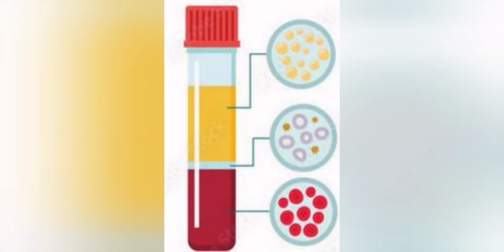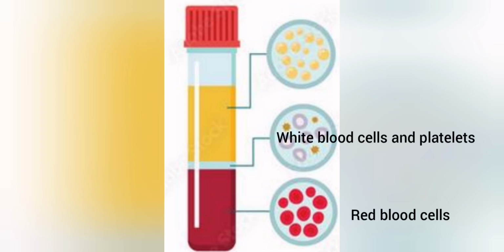In your textbook on page 57, each of these individual layers gets explained in more detail. At the bottom, we've got the red blood cells. The buffy coat consists of white blood cells and platelets. And then we have the watery part called the plasma right at the top. So let's look at these individually.